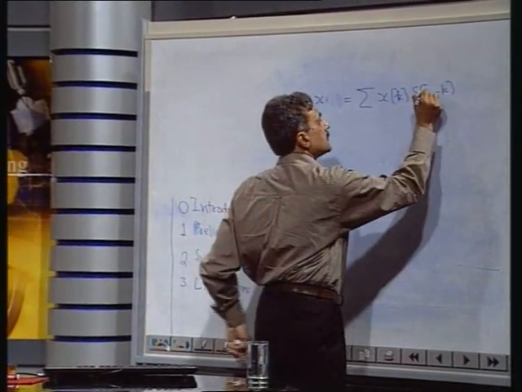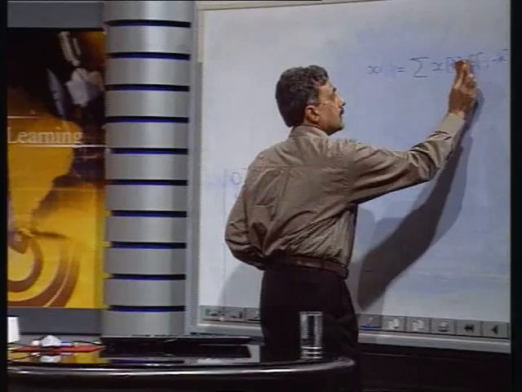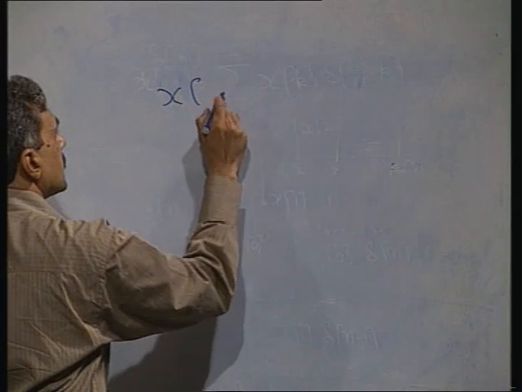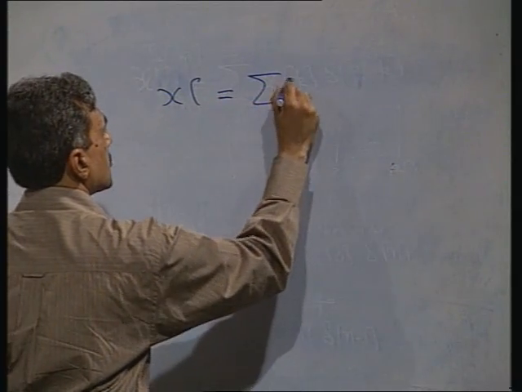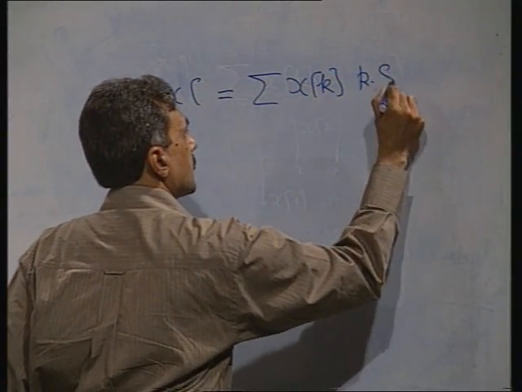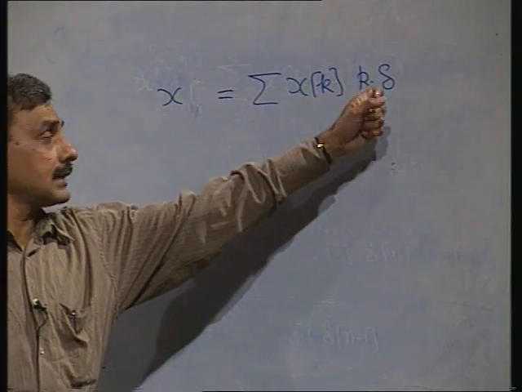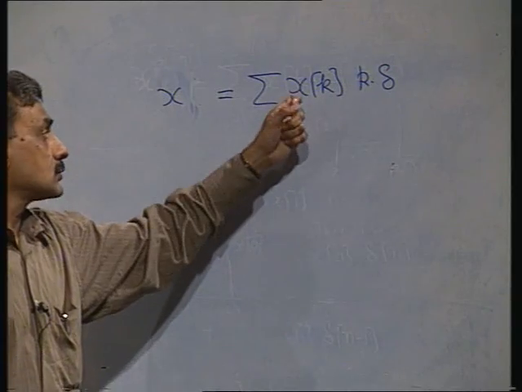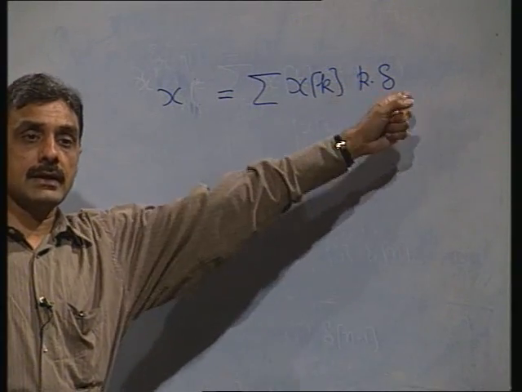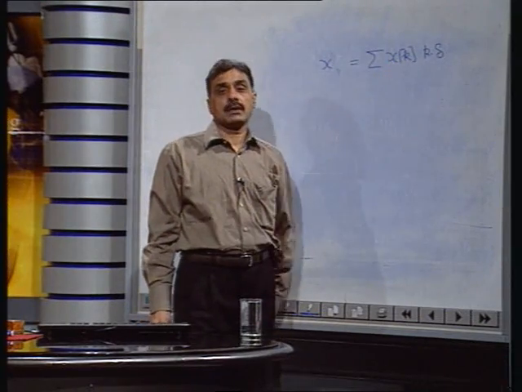So instead of writing this, either I write delta delayed by k, or more appropriately in the notation that I had considered earlier, I can write it as follows: x equal to summation x of k dot delta. Okay, k dot delta means delta delayed by an amount k. So x k is the height, and this is now a map, a delayed delta map. So the map x can be written as a sum of all these maps, right?